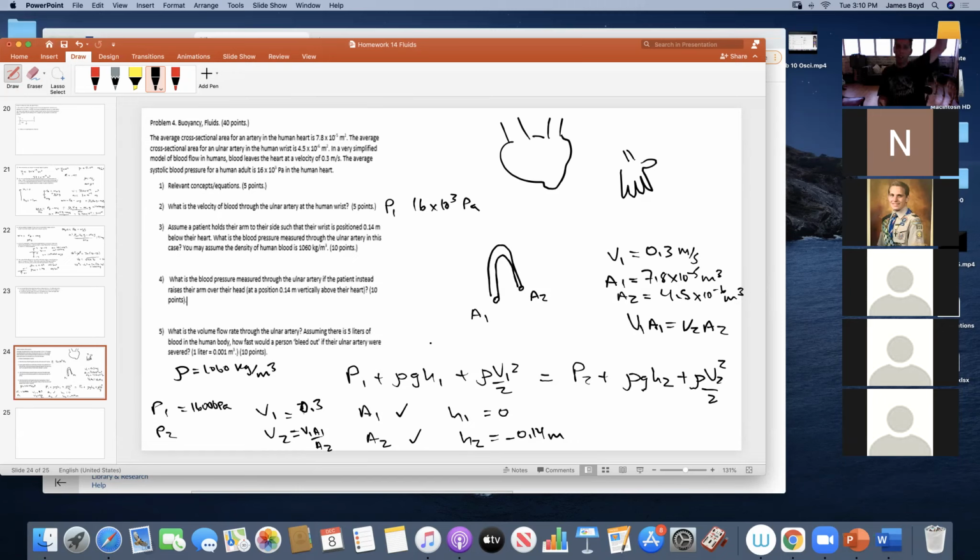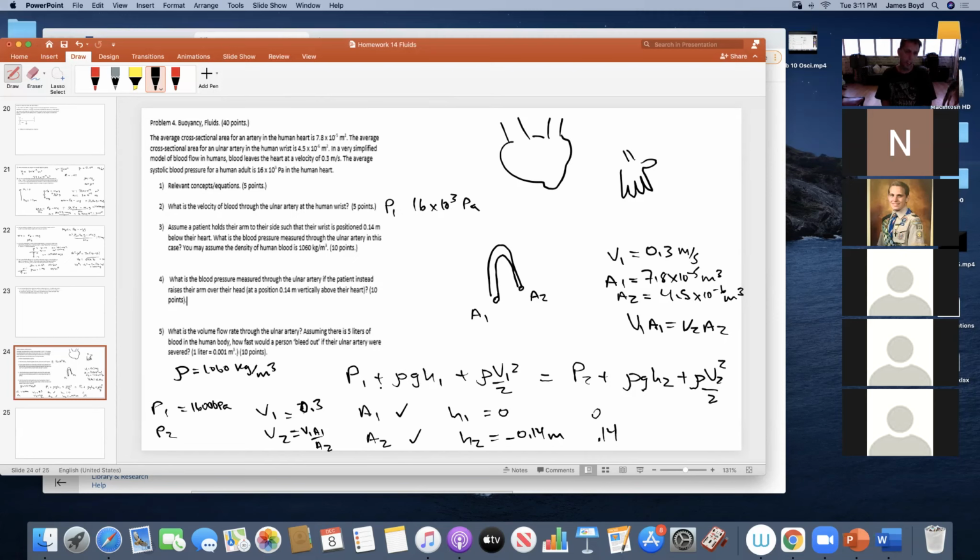Same thing here. Now they're holding it vertically over, so that would change this from negative to H1 is 0 and H2 is positive 0.14. You'll actually get a decrease in static pressure when it's over your head, which might throw you a little bit, but that's because it loses pressure to gravity. Static pressure and gravitational pressure have to be constant, so you lose some pressure, and the kinetic pressure goes up because you're going through a wrist, which means more velocity, all that good stuff.